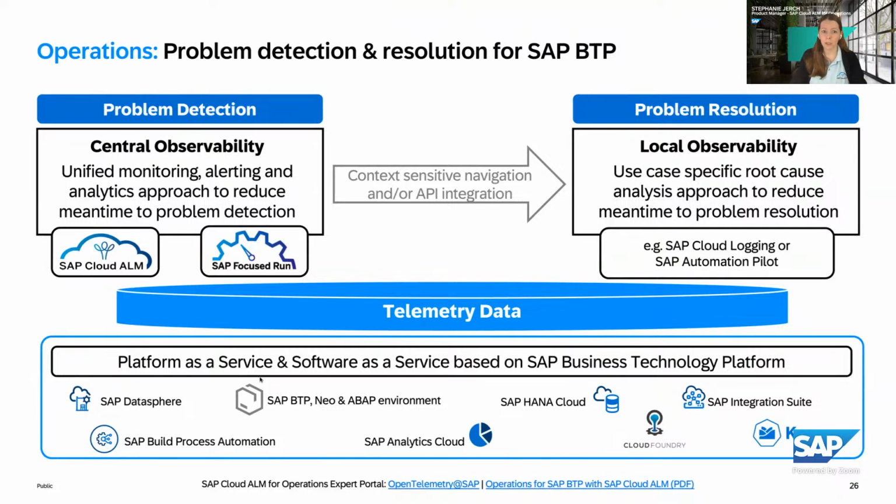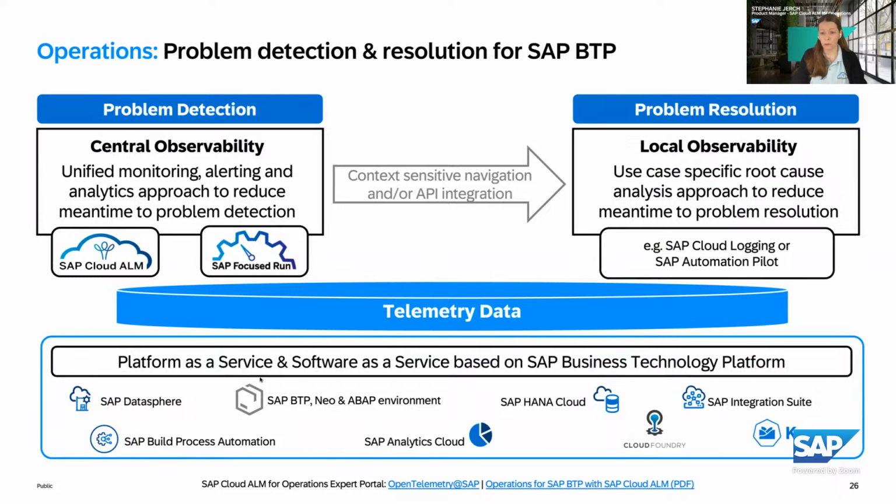Whenever we are talking about central observability and problem detection, this is what we offer in SAP Cloud ALM as well as in Focused Run. And if we are talking about problem resolution, this is then the local observability, and we also provide context-sensitive jump-in links so that you can react directly from a detected problem.